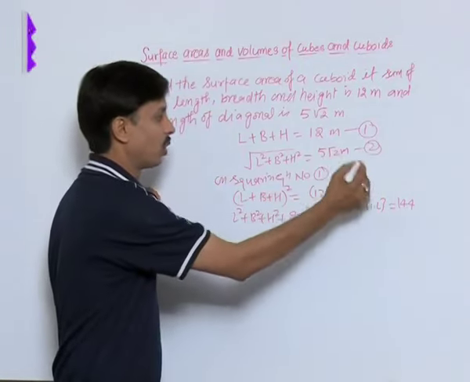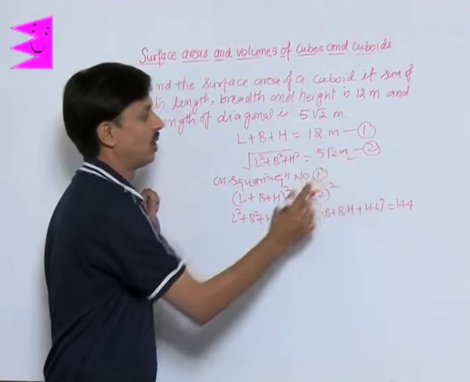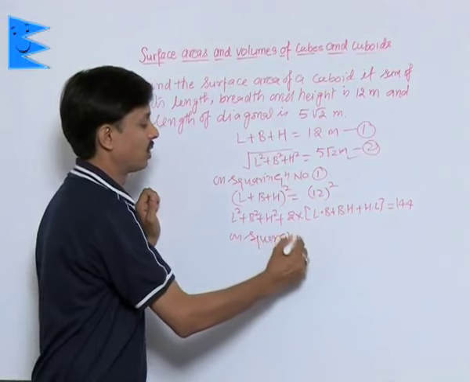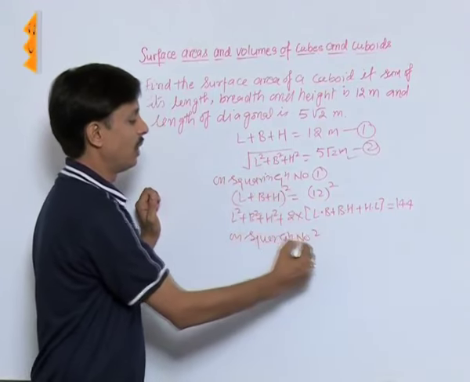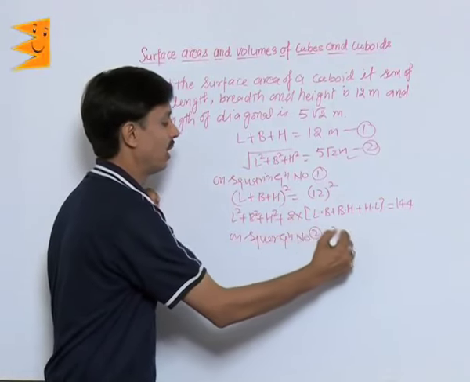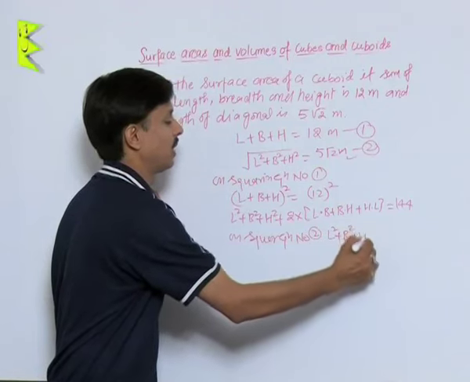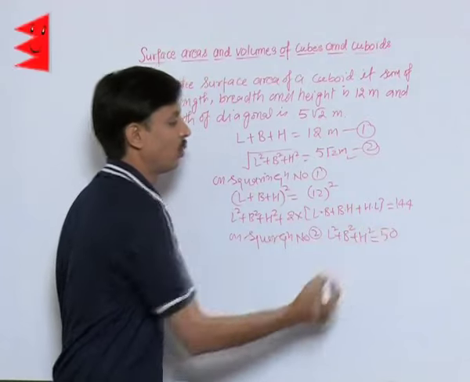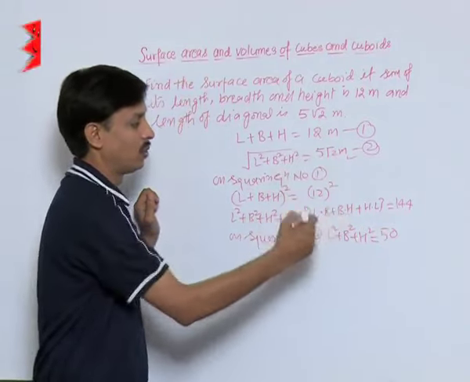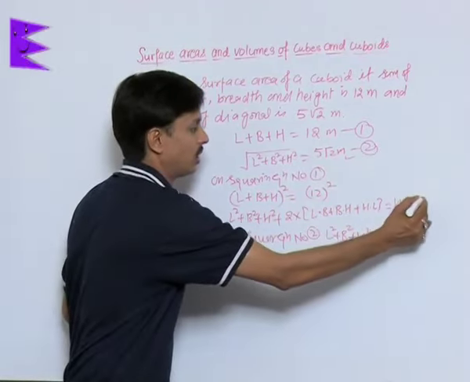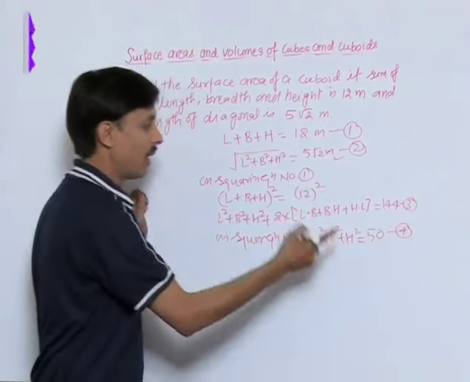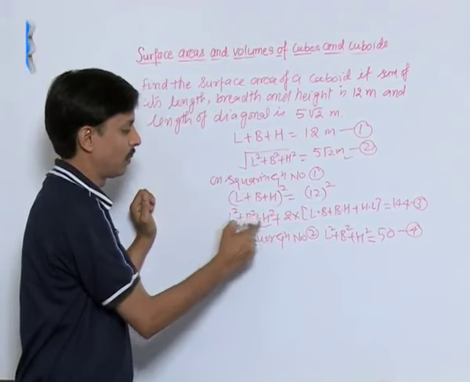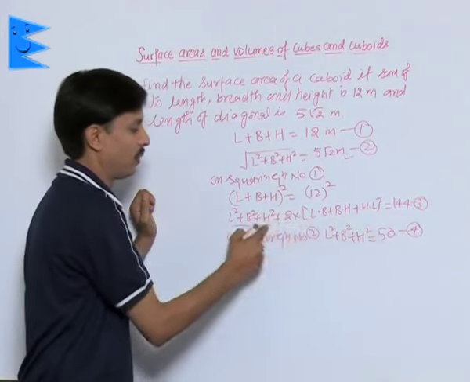If I ask you to square equation 2, on squaring equation number 2, this will be L square plus B square plus H square on the left hand side. Square of 5 root 2 is what? 50. 5 fives are 25, 2 twenty-fives are 50. This is relation number 3 and this is 4. In equation 3, in place of L square plus B square plus H square, we can write 50.